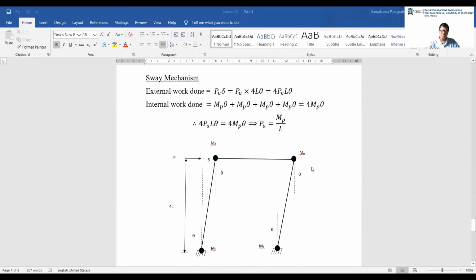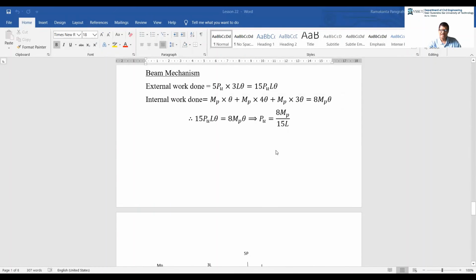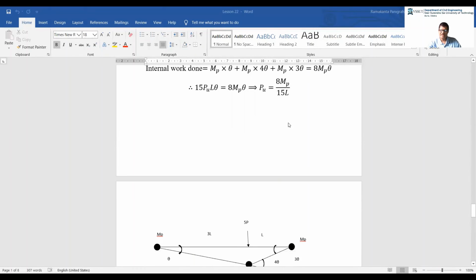It will come to this sway mechanism. What will happen in the sway mechanism now? In this sway mechanism, you will find that here will be theta, theta, theta, theta, because these are symmetrical everywhere, and P into delta is equal to 4L theta, and MP theta, MP theta, MP theta, MP theta. Everywhere you find MP into theta, so 4 MP. So now it comes to MP by L. Here it was 8 by 15, and which is less than MP by L.